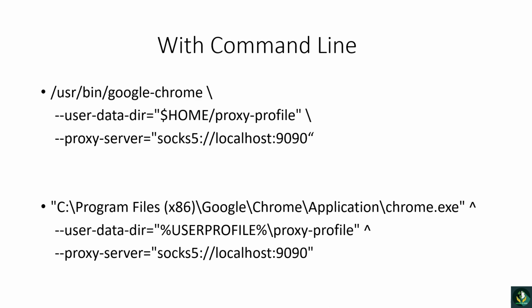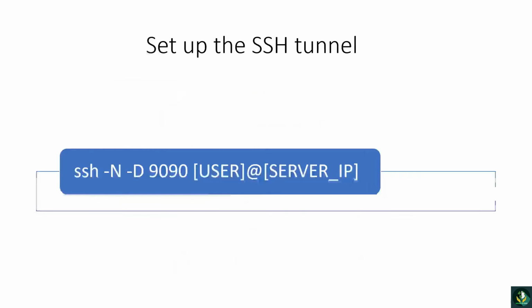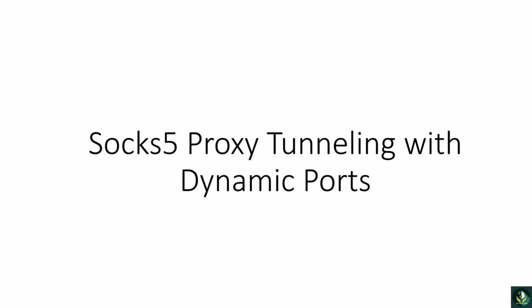So in conclusion, we learned how to set up an SSH SOCKS5 tunnel and configure our browser to access the internet privately and anonymously. For ease of use, you can define the SSH tunnel in your SSH configuration file or create a bash alias that will set up the SSH tunnel and start the browser. And that's all about SOCKS5 proxy tunneling with dynamic ports.